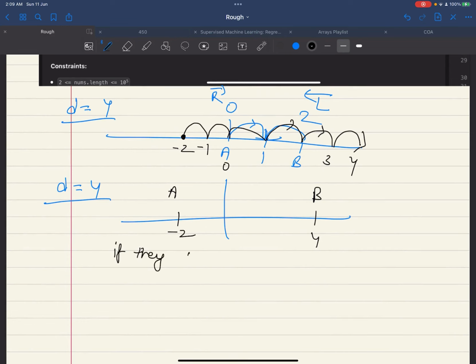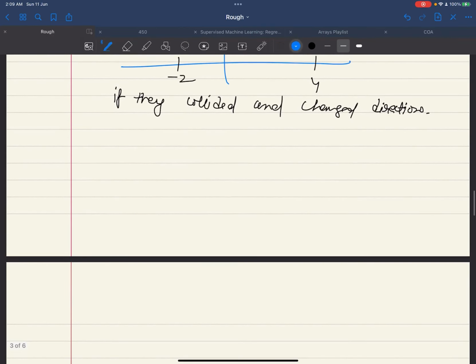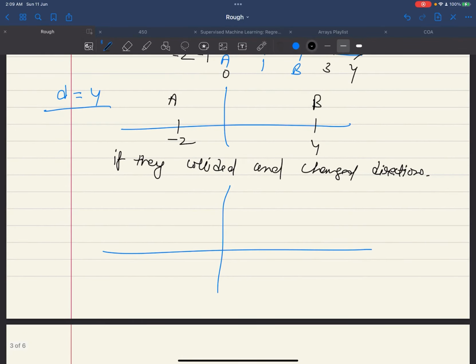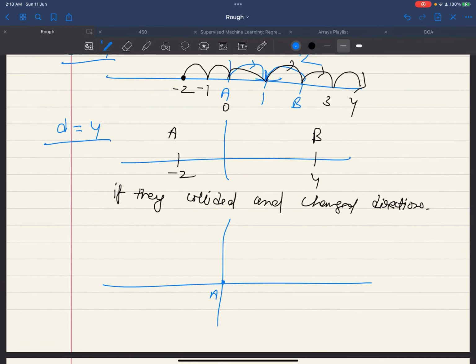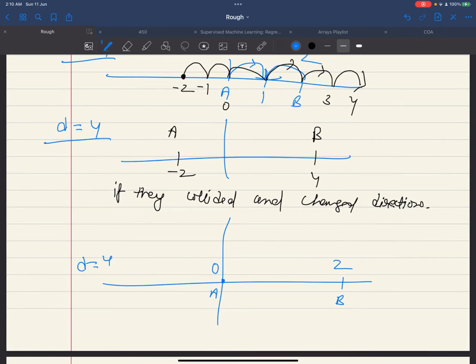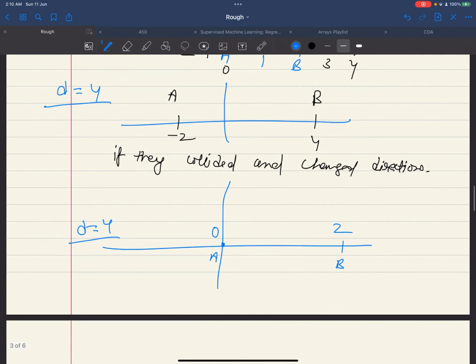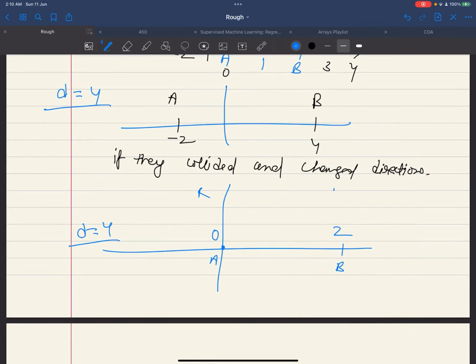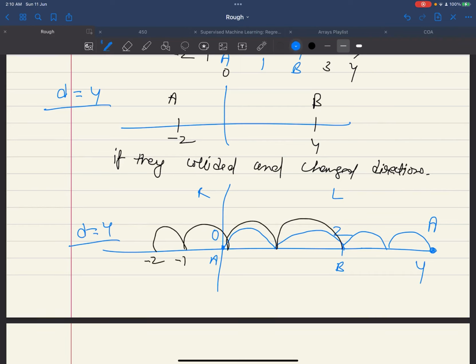That's if they collided and changed directions. Now let's see if they didn't collide and moved as they were moving. A was at 0 and B was at 2. After 4 seconds, they move in their respective directions. A was moving right, so move 4 to the right: 1, 2, 3, 4, so A would be at 4. B would move 4 to the left: 1, 2, 3, 4, so B would be here.